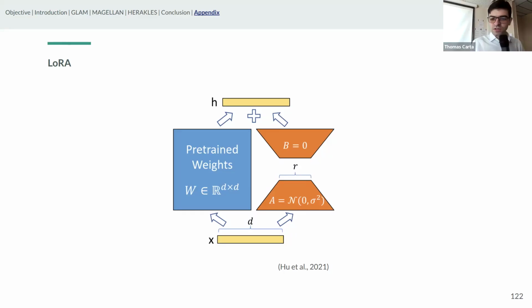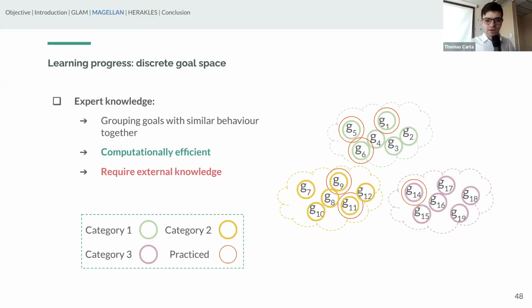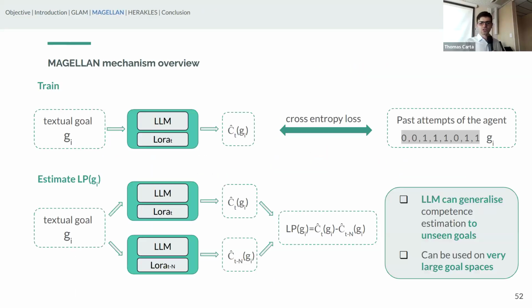So here we did the same. In Magellan, we kept some LoRA adapters that we trained at time t. When I say we store the weights of the LLM, we are only storing the weights from the LoRA adapters, and we train a LoRA adapter at different time steps. That's what we keep inside buffers. It's way lighter, yes.